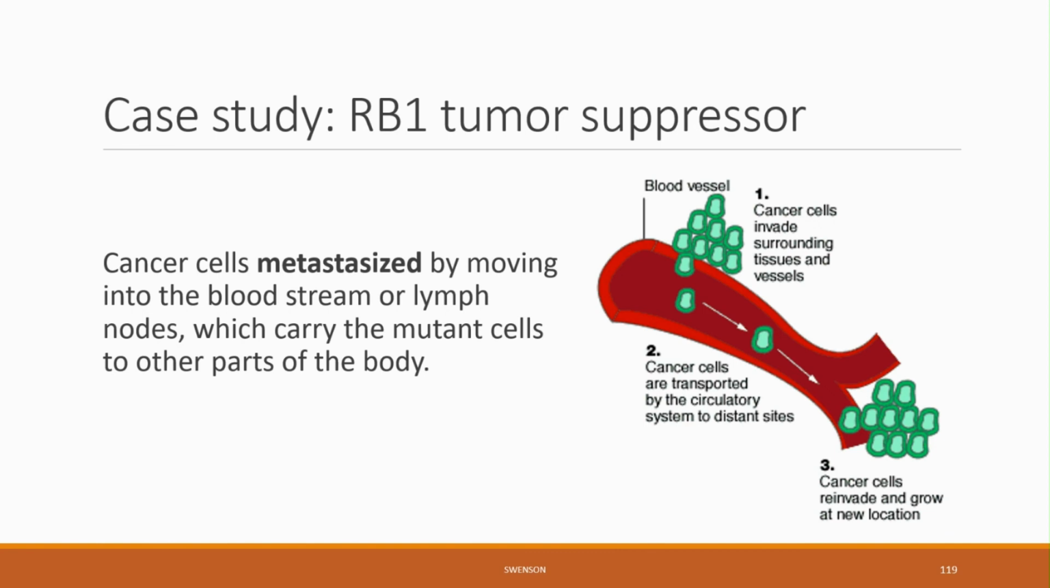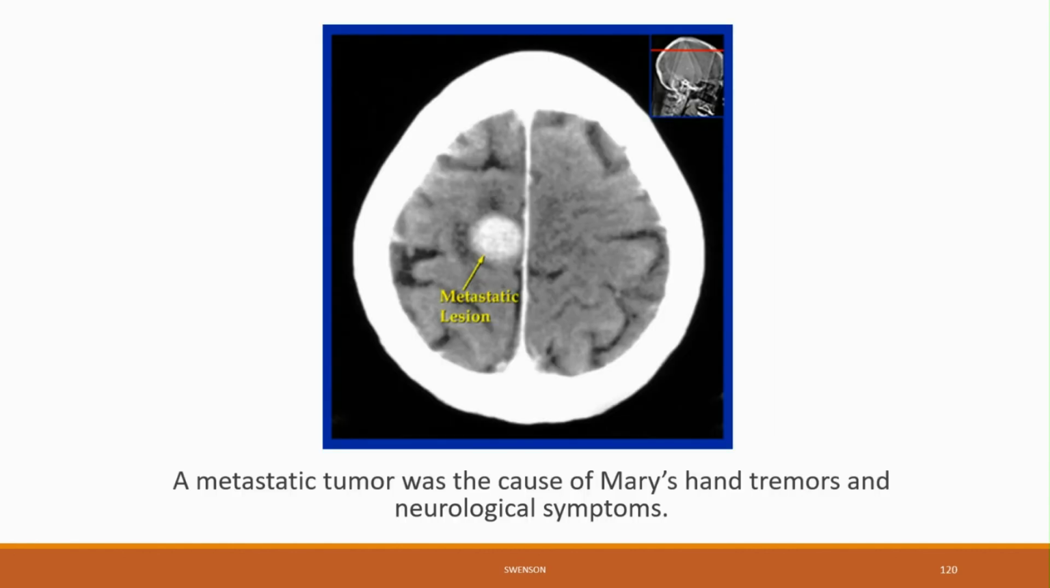And what happened was the cancer cells metastasized by moving into the bloodstream or lymph nodes, which carry the mutant cells to other parts of the body. And a metastatic tumor was the cause of Mary's hand tremors and neurological symptoms.